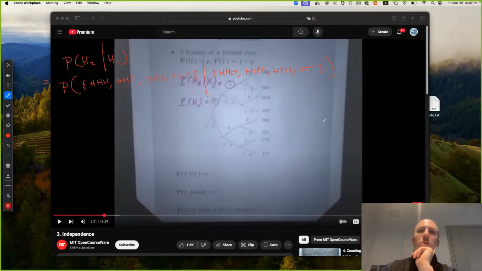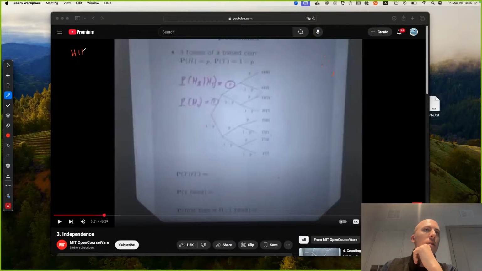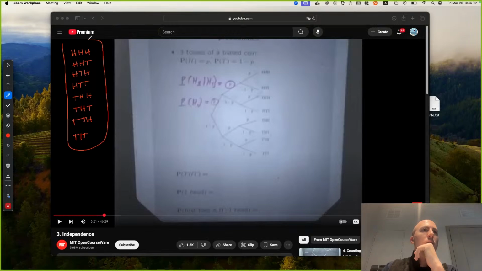To draw it out a little more, we could draw out all of them, and say that the sample space is heads, heads, heads; tails, heads, heads; tails, tails, tails; heads, heads, tails; tails, heads, tails; tails, tails, heads; and so on, for 8 outcomes. This is our sample space here.